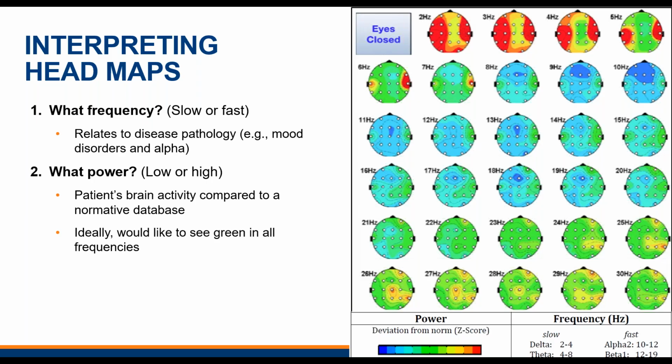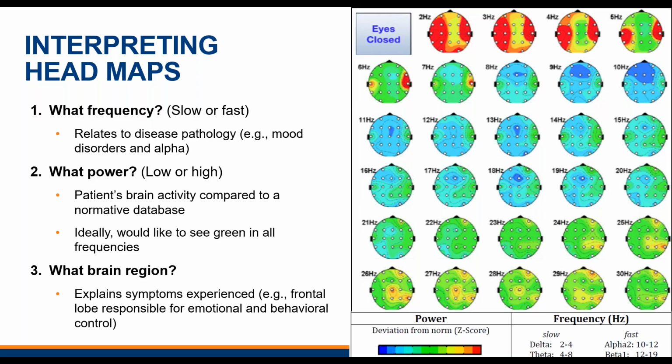Today, we're going to be asking what causes blue to be everywhere. And finally, we care about what brain region you're seeing this dysfunction in. Oftentimes, seeing where this dysfunction occurs will help explain symptoms. So for example, if there's dysfunction in the frontal lobe, you're going to see symptoms related to emotional and behavioral control. Today, with global low power, you'll see that there's dysfunction throughout all regions of the brain, and that has a different type of symptomatology altogether.